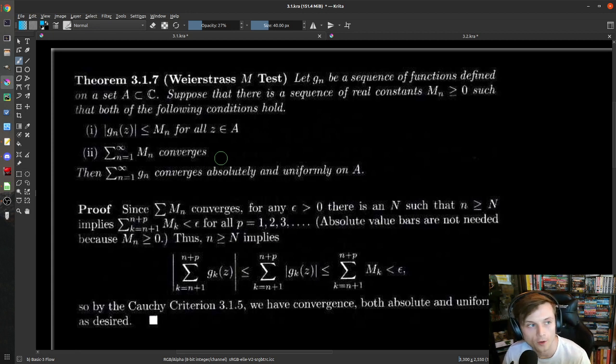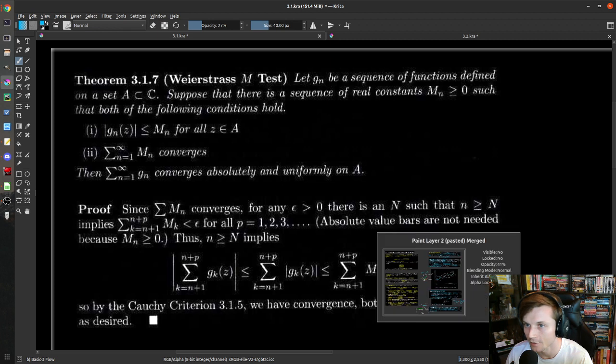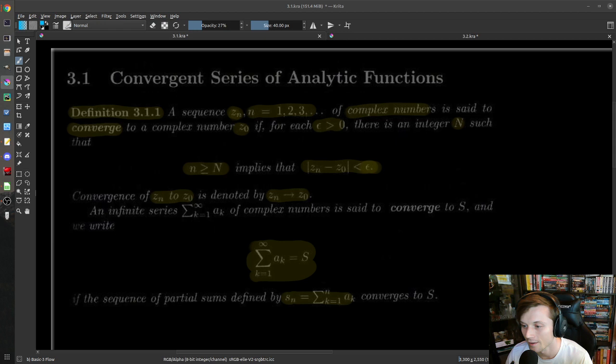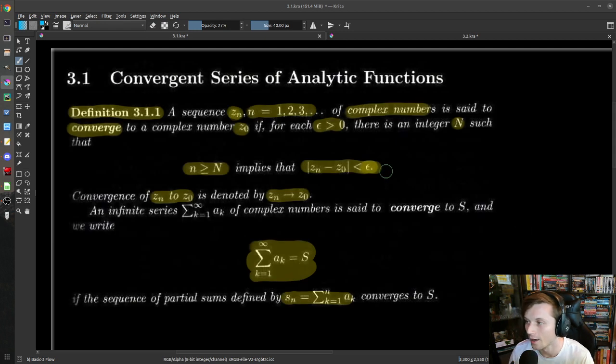Talk a little bit more about convergent series of analytic functions and get a little bit more information about how convergence results carry over to functions and what analytic functions have to do with convergent infinite series of functions. So if you recall from last time, in the beginning of our discussion, we talked about convergent sequences. We just reminded ourselves of what that meant.